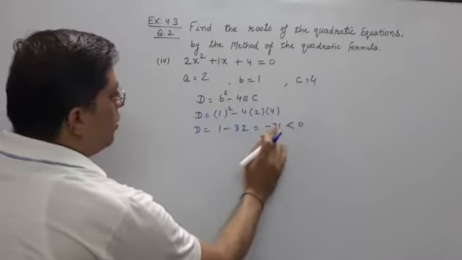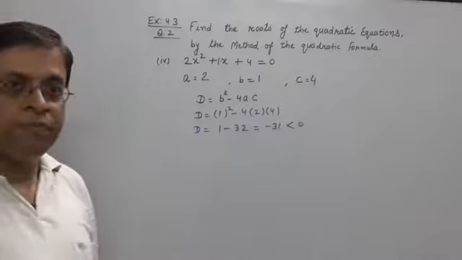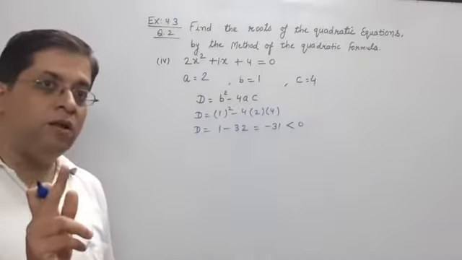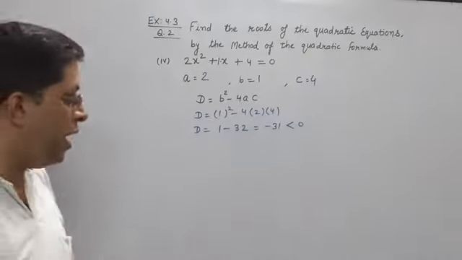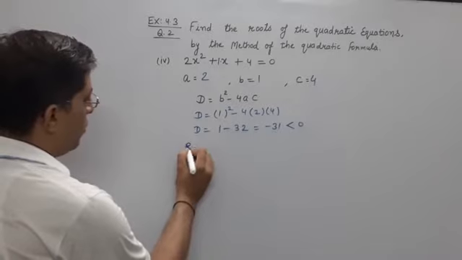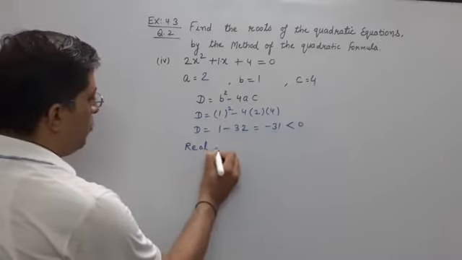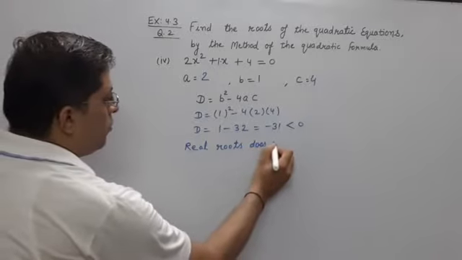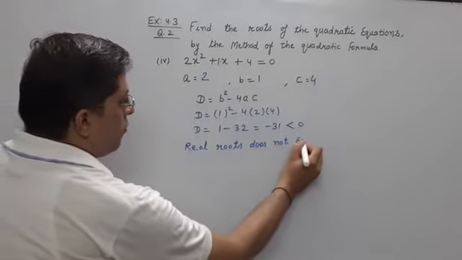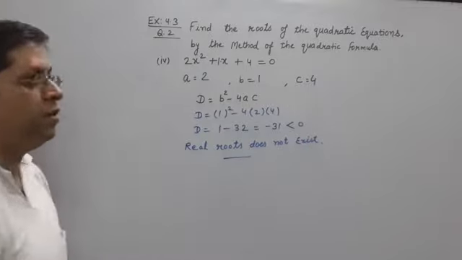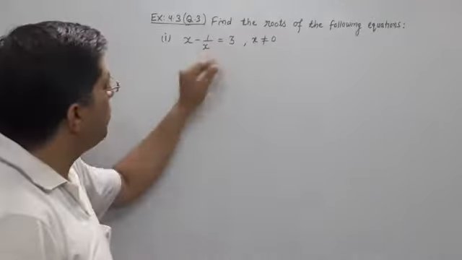It is coming less than 0. If it is coming less than 0, then we can say the real roots do not exist. What is the nature? Real roots do not exist.